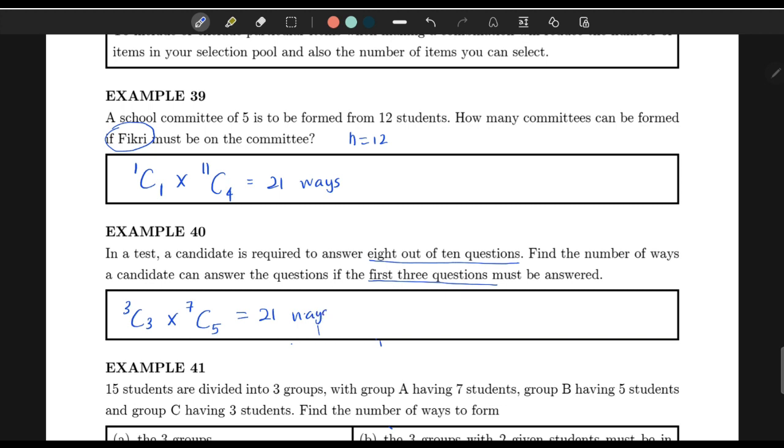21 ways. Okay, sorry, for example 39, it's not 21 ways, but it is 330 ways. Make correction for example 39.